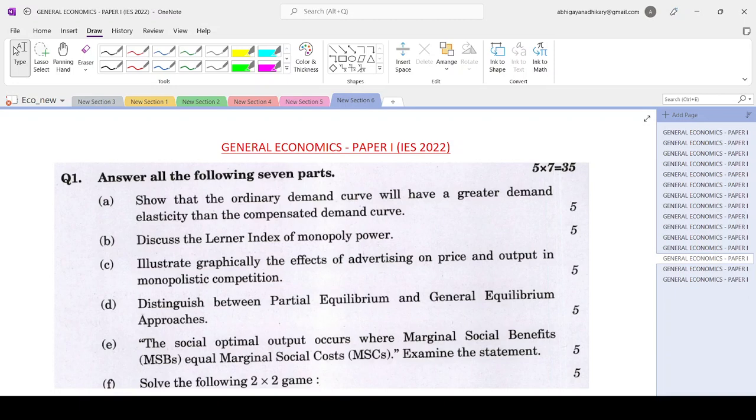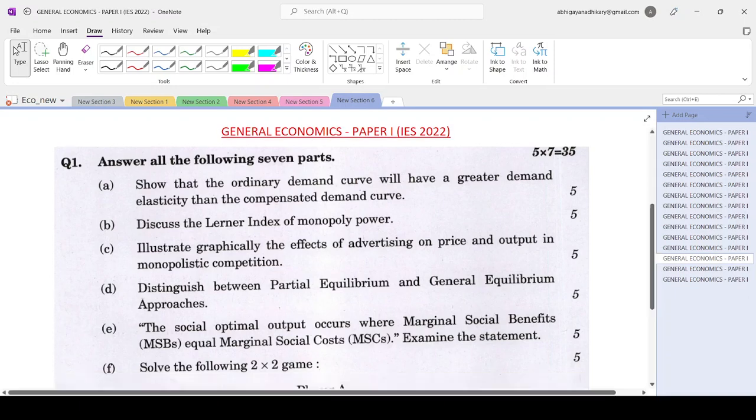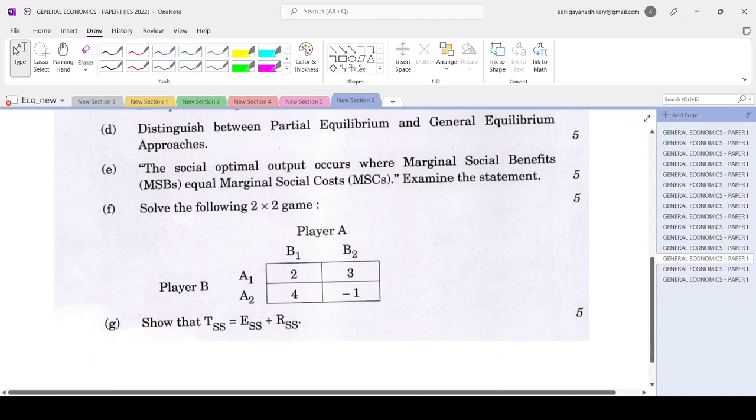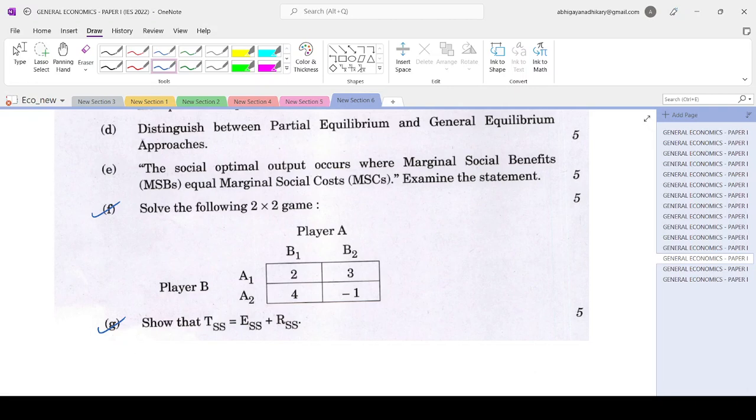Question number 1, and in this video we are looking at part F and part G of the question. The first question is, solve the 2 cross 2 game given the payoff matrix. Can you observe that there is only one payoff per cell? That means clearly this is a zero sum game.